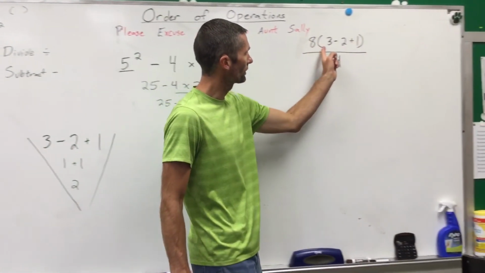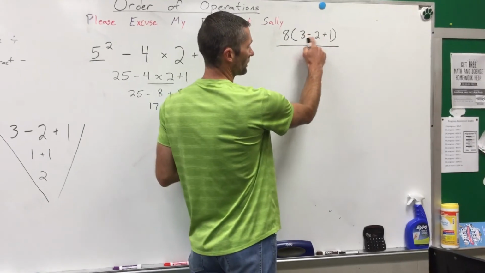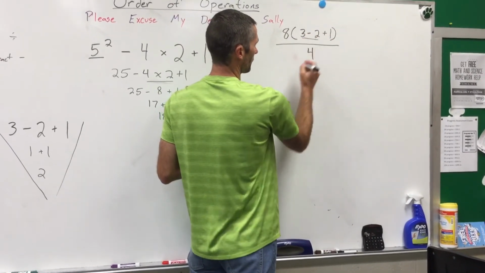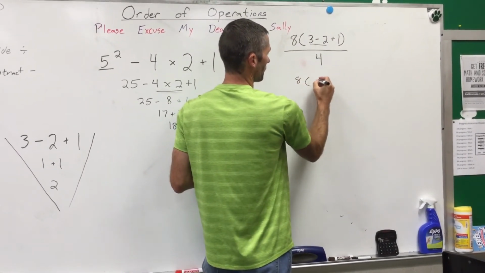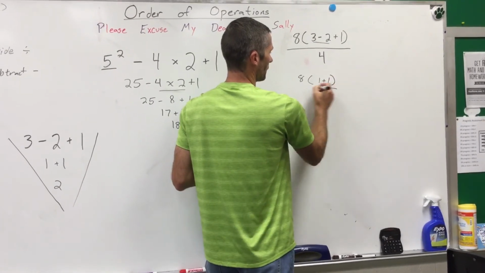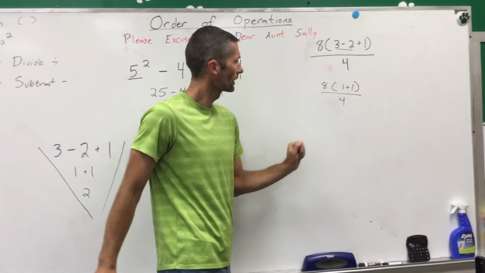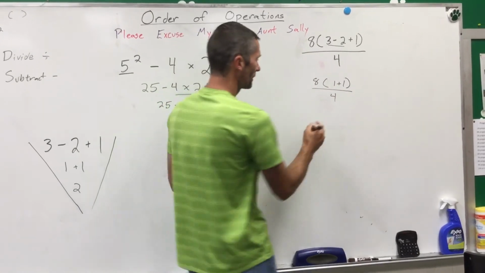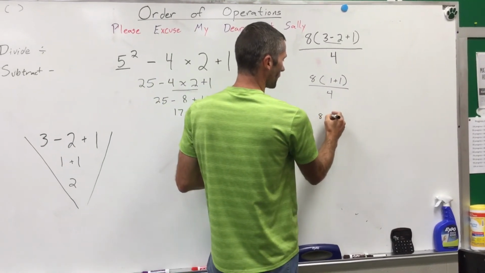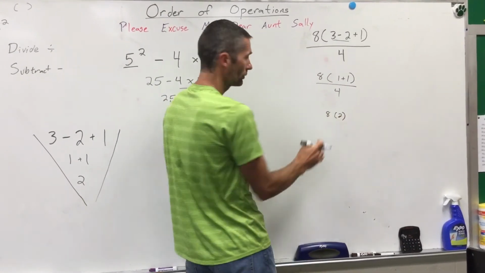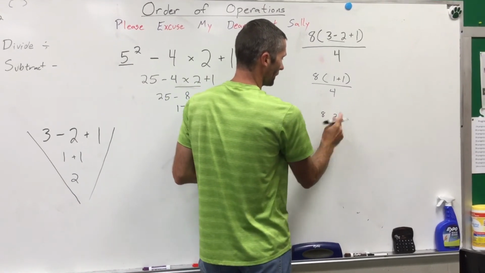So first I'm going to do parentheses. Inside the parentheses I need to subtract before I add because it comes first. So 8 times 1 plus 1, divided by 4. My next operation is still going to be in parentheses. 8 times 2, and I can either write it like this, 8 next to the 2, or I can put a multiplication sign there.